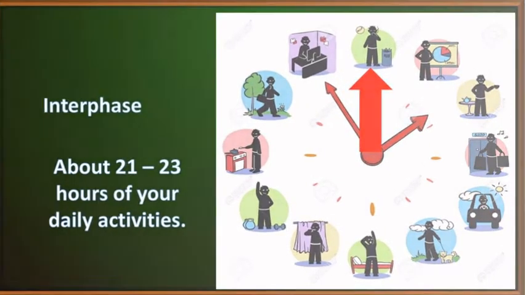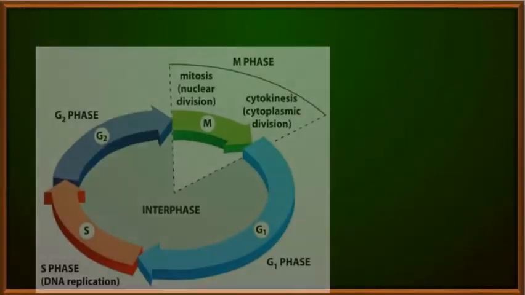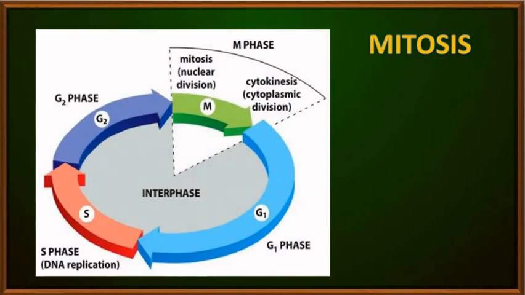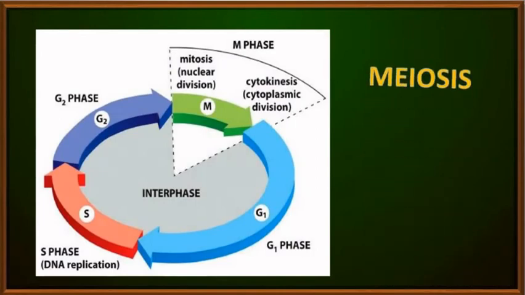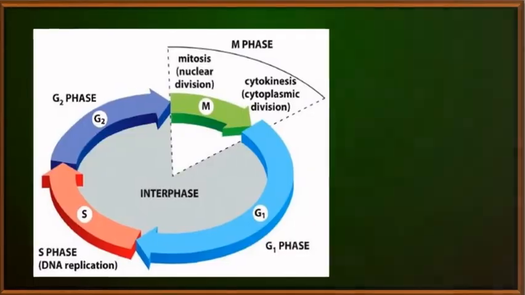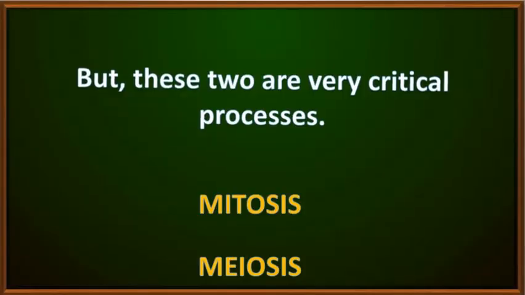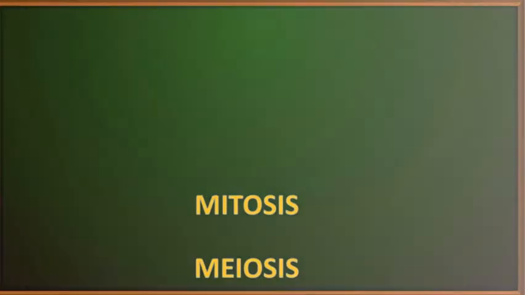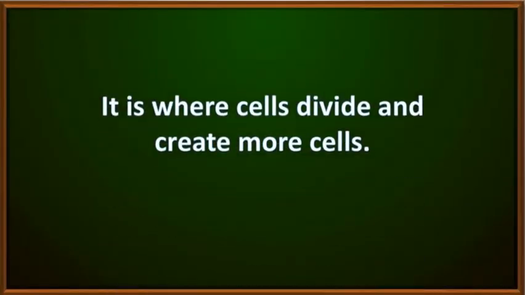The next and very short part of the whole cell cycle process is the M phase, or the cell division. M stands for either mitosis or meiosis. It is important for you to understand that mitosis and meiosis constitute only a very short amount of time in respect to the whole cell cycle, but these two are very critical processes. This is where the cell is going to divide and make more cells.